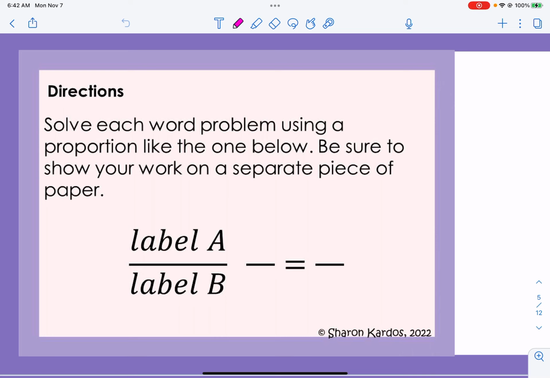So an important thing is to figure out what the two things are that we're talking about, the labels, and then we're going to have three numbers and a variable. And they could be in any one of those particular spots. They don't have to be in just the same spot. The variable can move around.